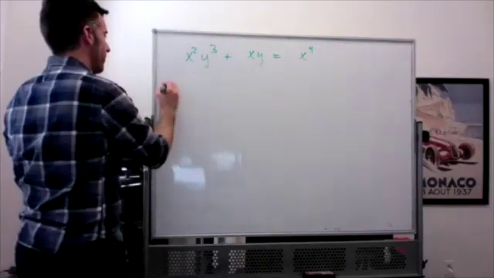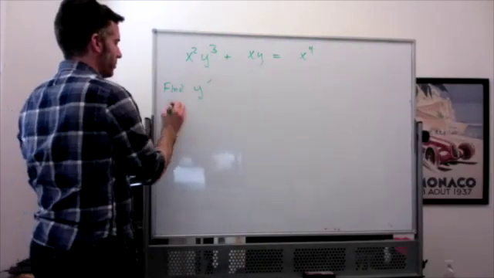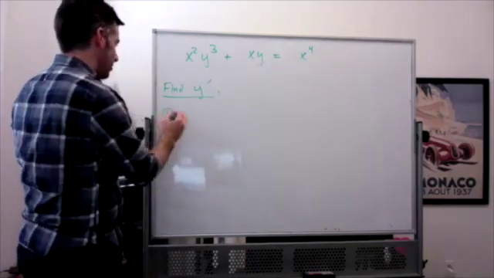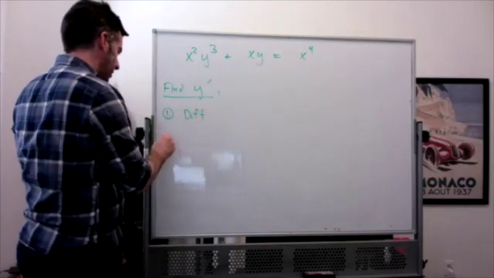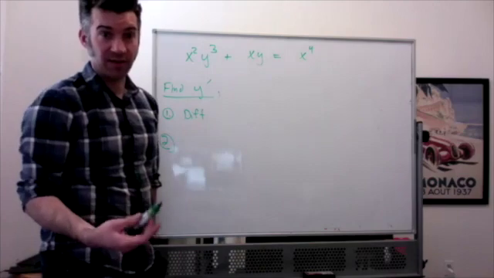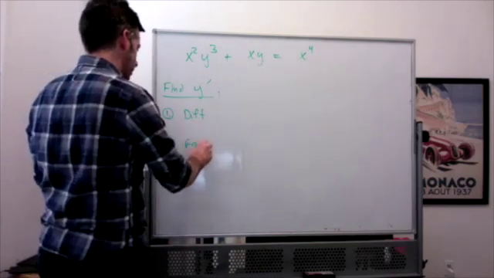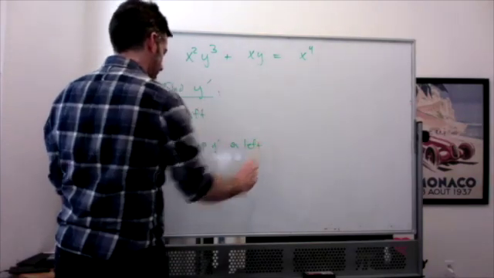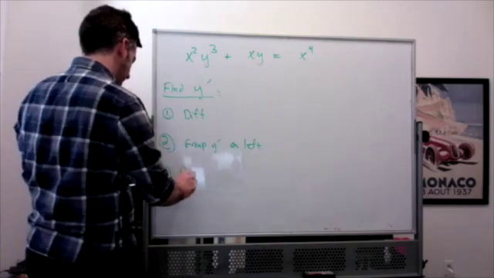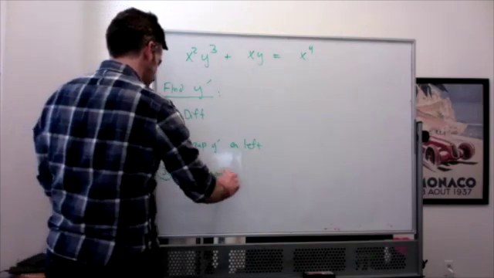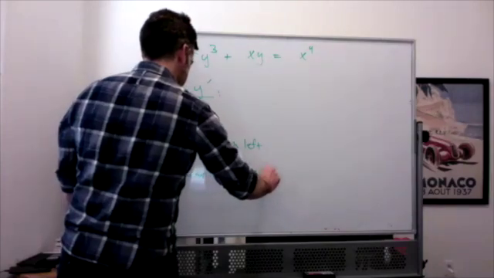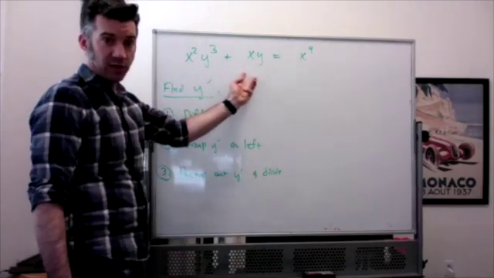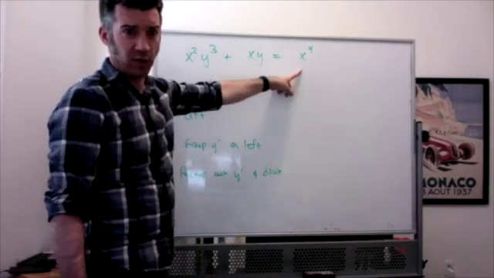Okay. I want you to find y prime, meaning first differentiate both sides. Second, group all the y prime things on one side. Let's group them on the left and everything else on the right. Finally, factor out the y prime and then divide. You're going to have to use the product rule for this piece and for this piece when you take the derivative of the left side. The right side derivative is going to be 4x cubed.